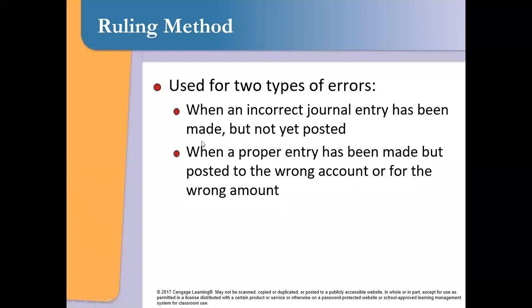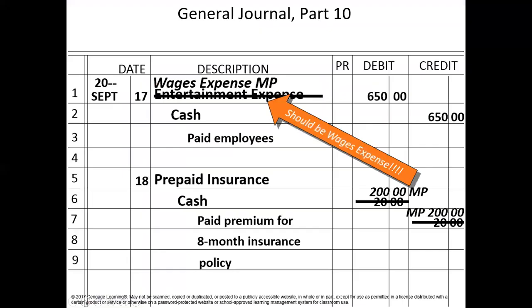Used for 2 types of errors: the ruling method, when an incorrect journal entry has been made but not yet posted. All right, so if we made an entry that's not correct, we haven't posted it, we can use this method. And when a proper entry has been made but posted to the wrong account, we can do this as well. So what do we do?